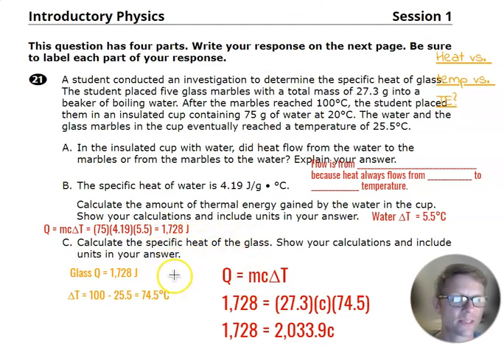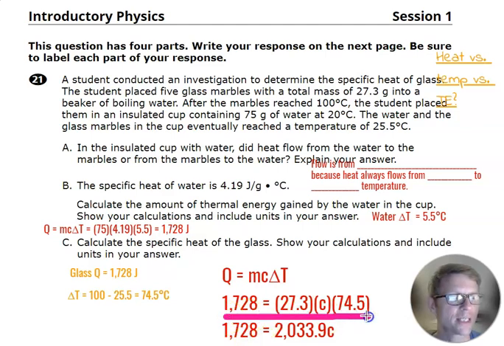Now, calculate the specific heat of the glass. This is a little bit harder, but you just realize that for the glass, the heat is the same. Heat out equals heat in. We did a lab on that. And then the temperature change of the glass was 74.5 degrees Celsius because it went from 100 to 25.5. And then you plug into the equation.